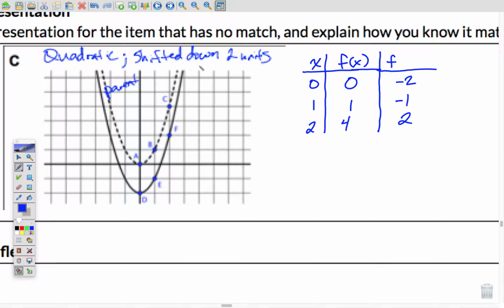And so hopefully you remember to shift something down, that happens outside of the parentheses. So that's going to be f of x, and to go down, we subtract, and on the outside, we said it went down 2. So that would be the general rule. So f of x says whatever this original equation is, it goes down to.